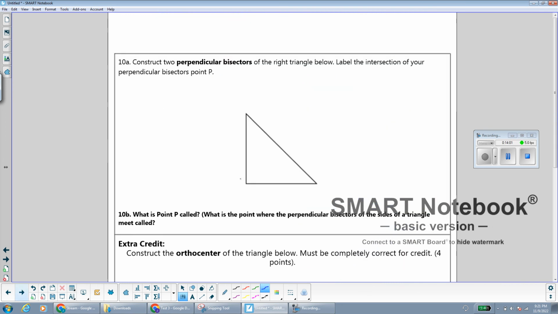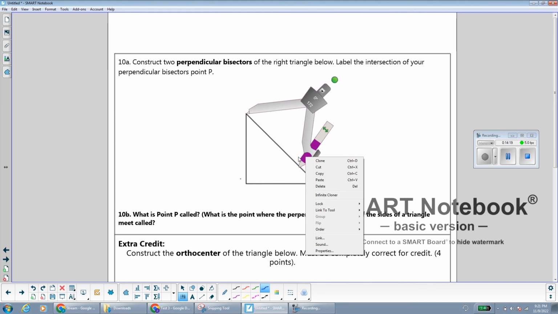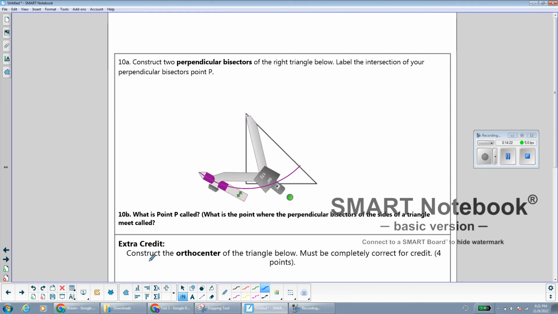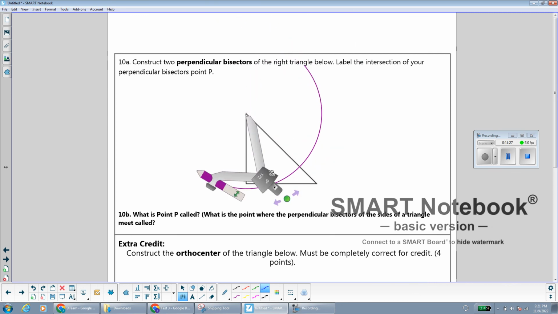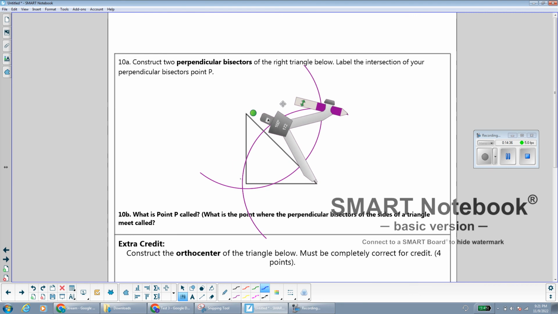Okay. Finally, constructing perpendicular bisectors. Let me get my compass. So I'm going to go to one side. I'll just go to the hypotenuse first. I'm going to go onto one endpoint, and I'm going to open up so I'm more than halfway down that line segment. And all I'm going to do is make a big arc below and above. I'm going to keep the same distance on my compass, go over to the other endpoint, and I'm going to make the same arc. And that's one perpendicular bisector.